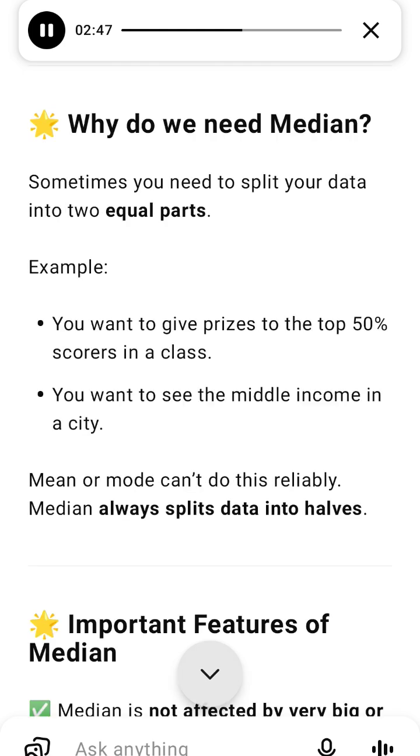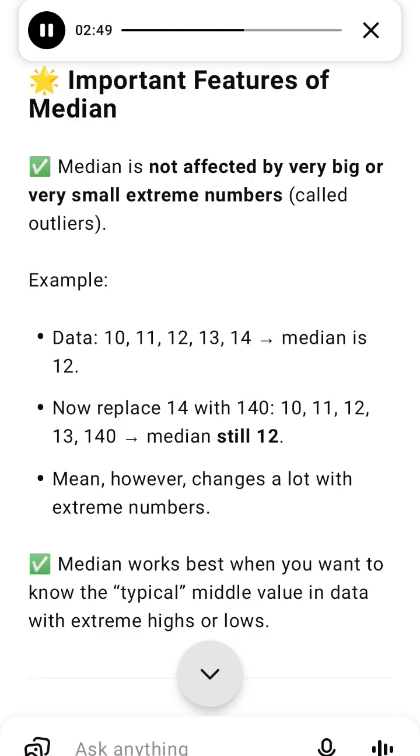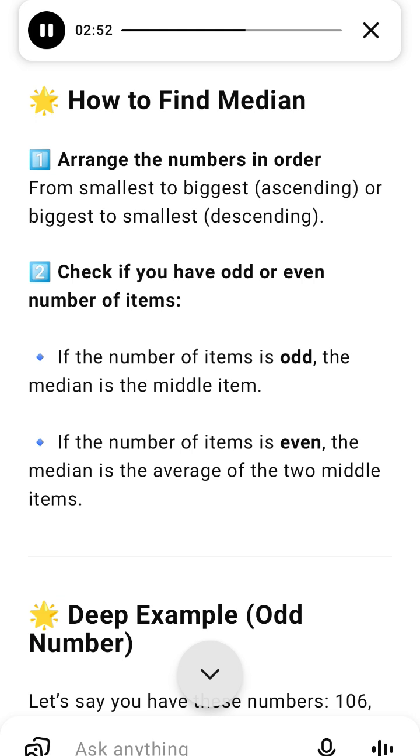Absolutely. Here's your great, deepest and most detailed summary of median in the simplest words possible, so you understand everything perfectly and remember it forever.